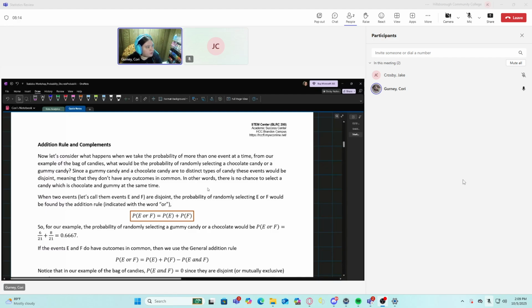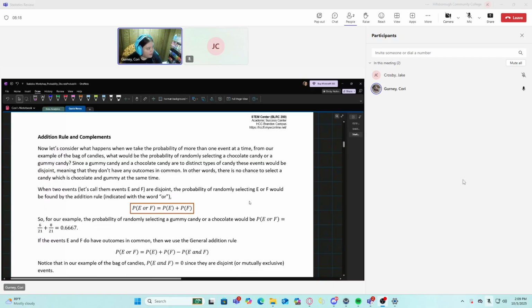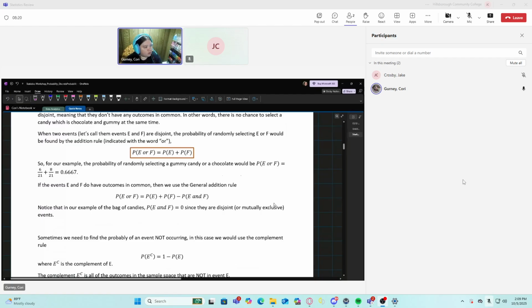So my first example is still that bag of candies, like selecting a chocolate candy or a gummy candy. But chocolate and gummy don't usually have anything in common. So if we have one that has something in common, what they have in common is just subtracted at the end here. So this right here is what it would look like if we had them and they had something in common.